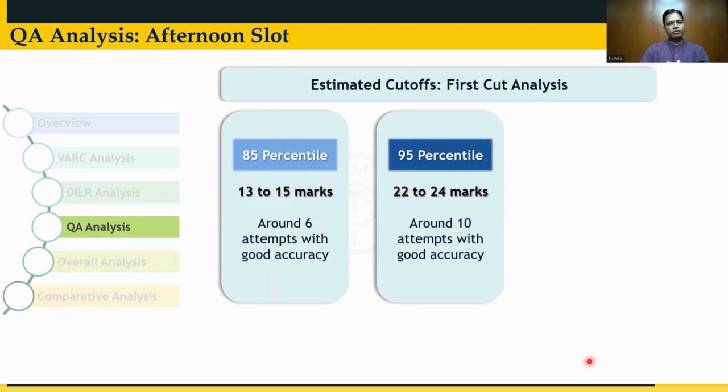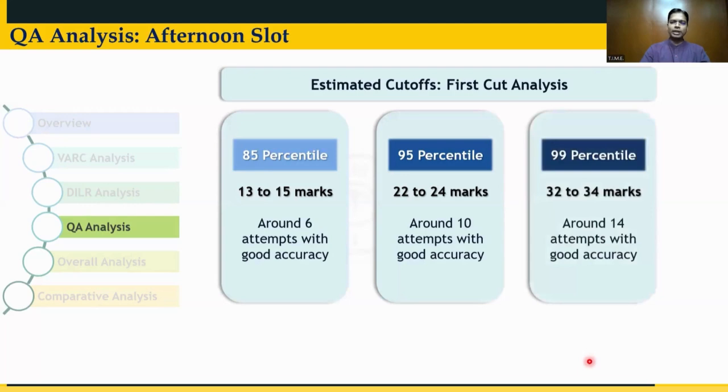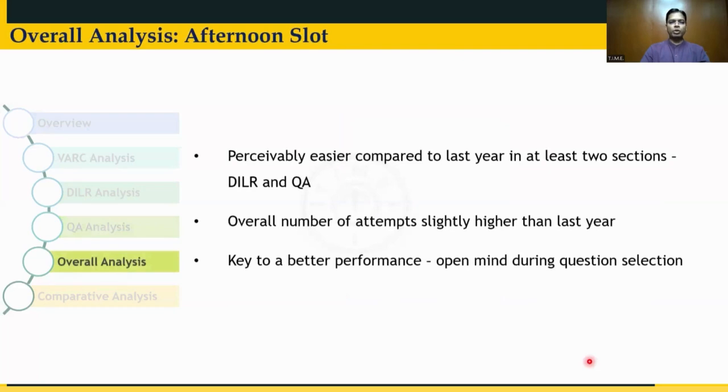So 22 to 24 marks. And those who want to excel, the 99 percentile should have looked at 32 to 34 marks. That's about 14 attempts with decent accuracy again. So that was the QA analysis.